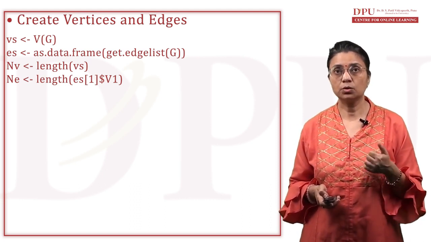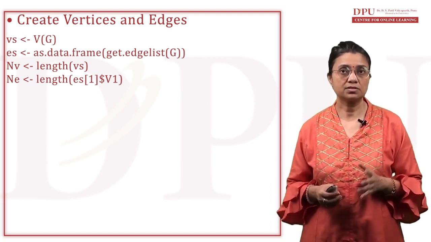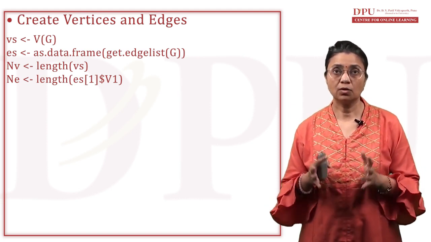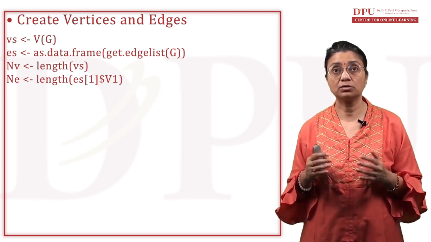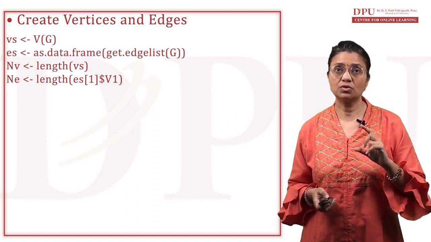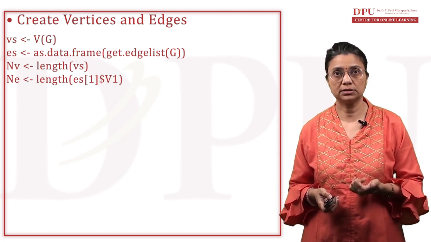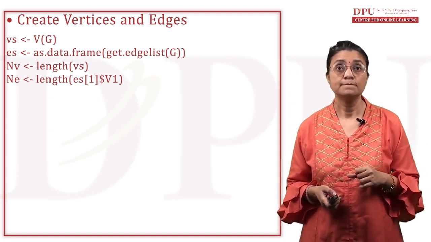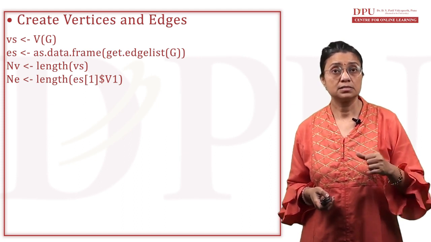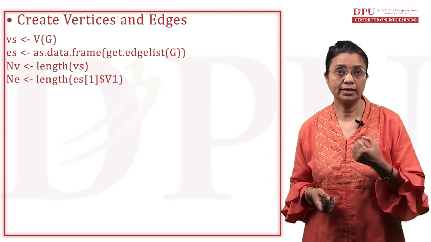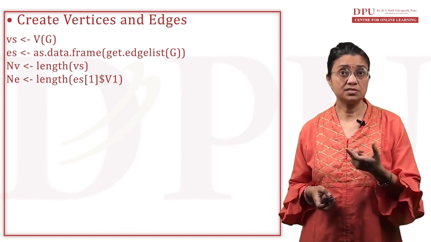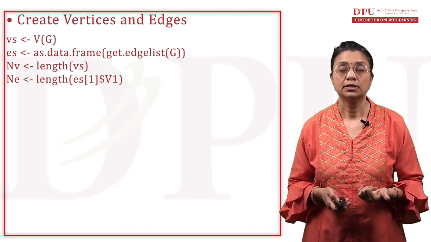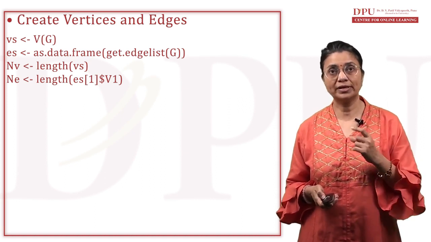Now ES is equal to as.data.frame and within brackets get.edgelist and within brackets G. Length of VS means that I am trying to find out the length of VS. The VS variable is what? That is creating the vertices. So the length of VS will be stored in the NV variable. Likewise, length of ES, at the first location, I am trying to find out V1, that is the first vertex. So that is stored in the NE variable. So that is how I am using the length function to find out the length.